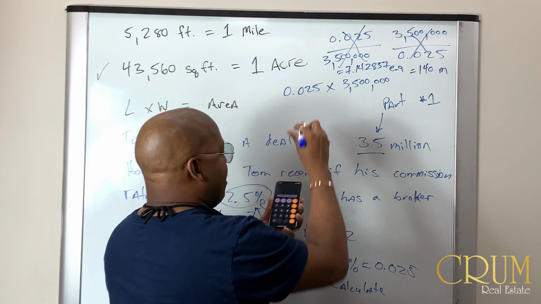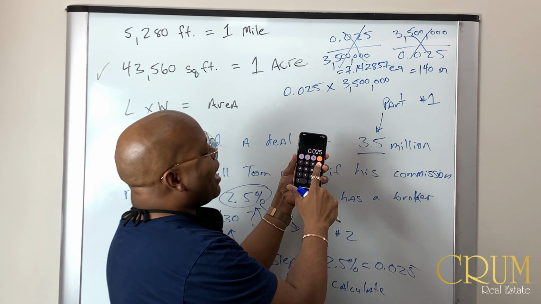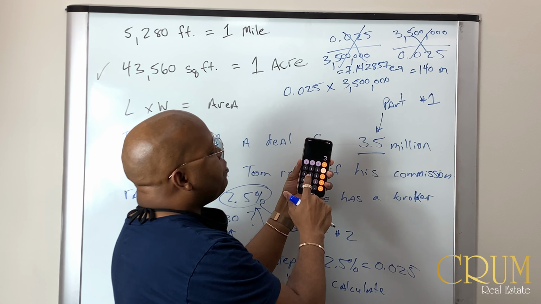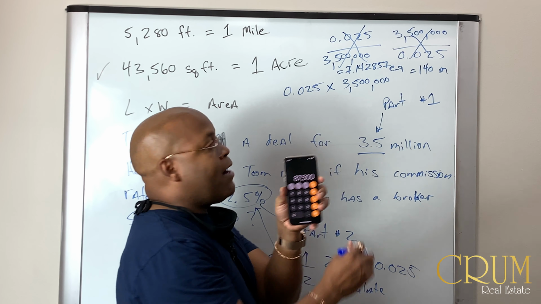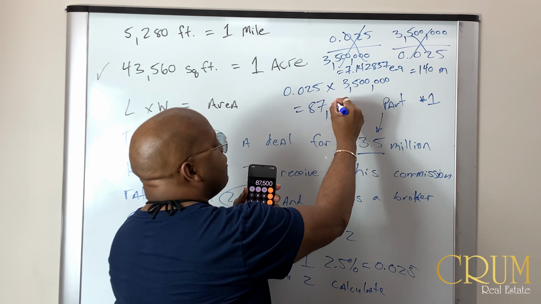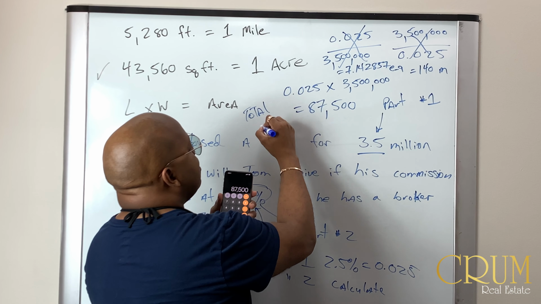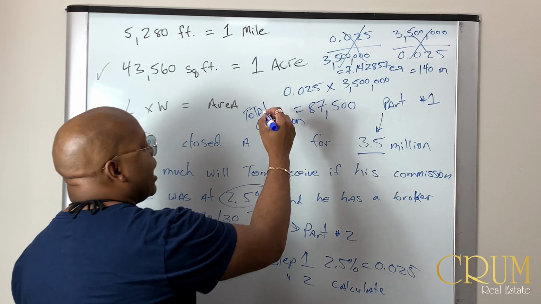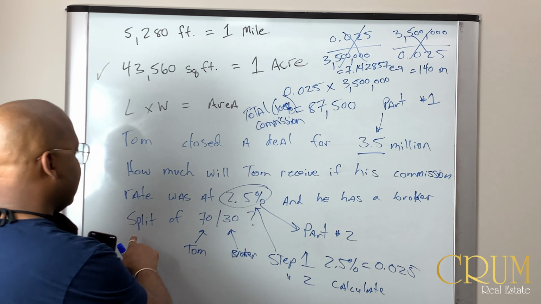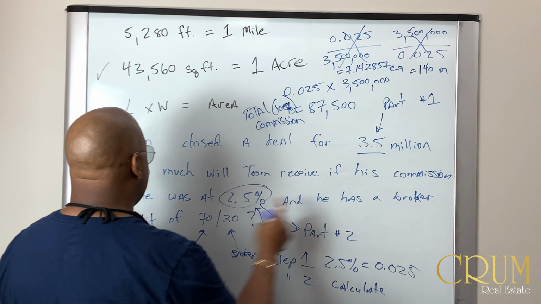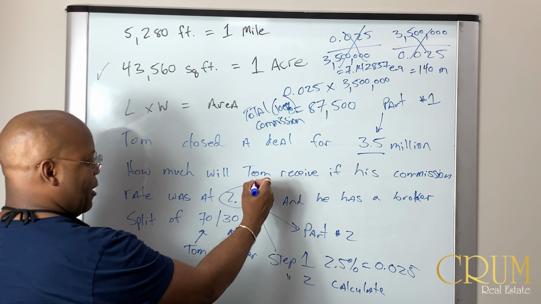Now we're going to clear our calculator again. 0.025 times the 3.5 million. What do we get? We get 87,500. So this is the total commission. In other words, this is 100%. But it says right here, and he has a broker split of 70-30. So we're trying to figure out how much Tom will receive.